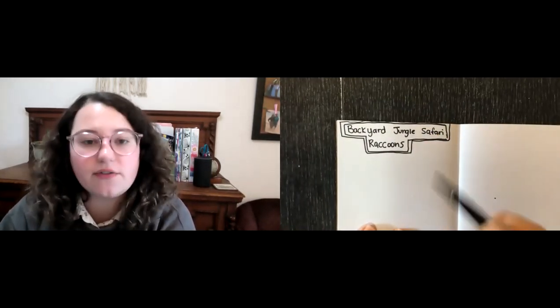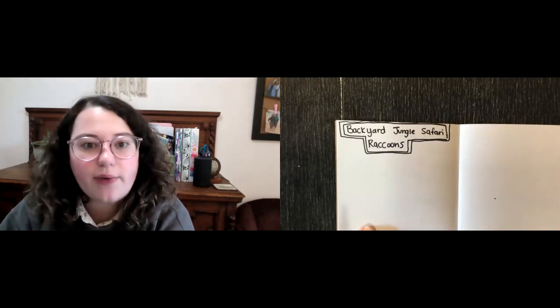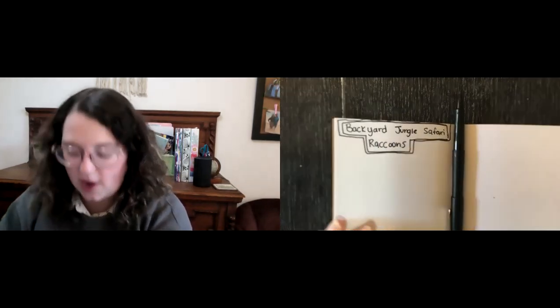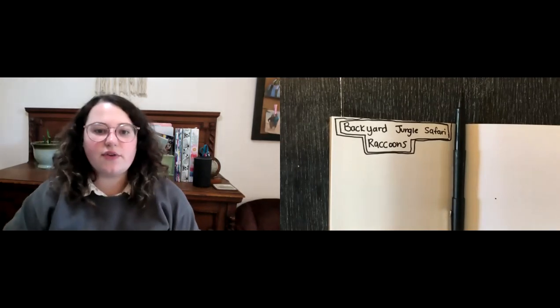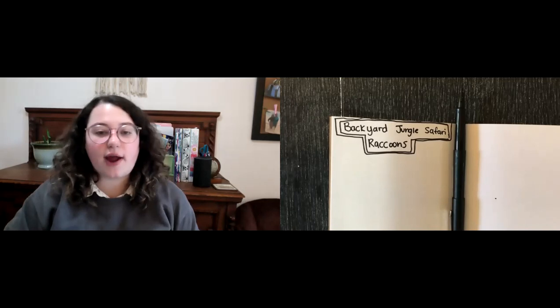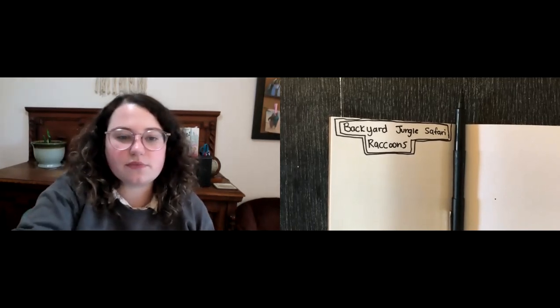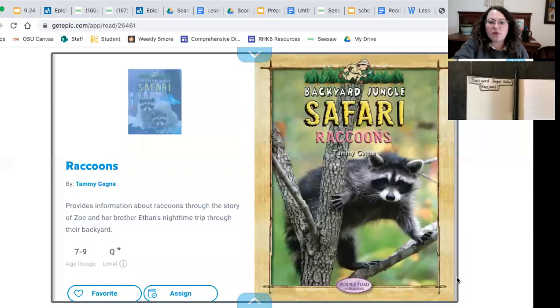This is the title for our book today that I have written down. If you want to write it down however you want to write your sketch note title page, it is called Backyard Jungle Safari Raccoons. So go ahead and write that down. Pause the video now if you don't have your reader's notebook and a pen with you, and get yourself ready to go. So I'm going to share my screen with you and show you our book for the day.